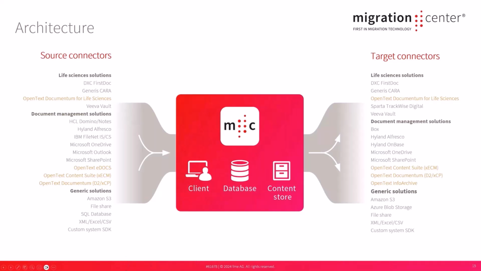Thank you, Frederick. Hello, everyone from my side. Now it's getting a little bit more technical. As Frederick mentioned already, we have many paths here from and to in the Migration Center. The Migration Center consists of 3 components: a client, a database and the content store, and the job server. Basically, the content store is an underlying file share for temporarily storing the extracted content from the source connectors, and the metadata and all other information from objects are stored in the Migration Center database.